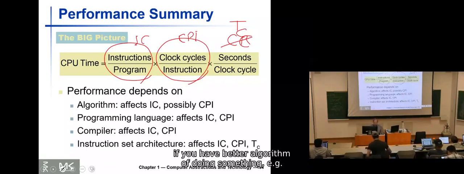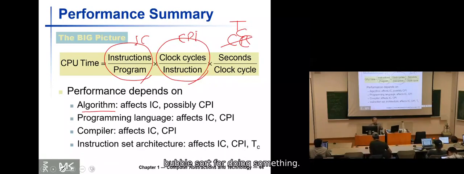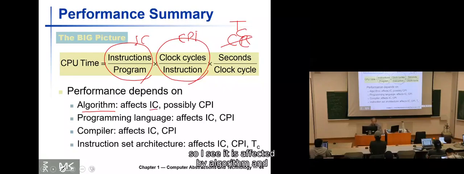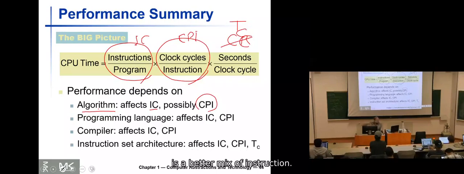For example, if you have a better algorithm of doing something, for example, quick sort and bubble sort, then the number of instructions will change because you changed your program. So IC is affected by the algorithm. And also possibly CPI, because when you have different algorithms, you might have a different mix of instructions. This algorithm makes more multiplication, this algorithm makes more addition, so this one would be better because it is a better mix of instructions.